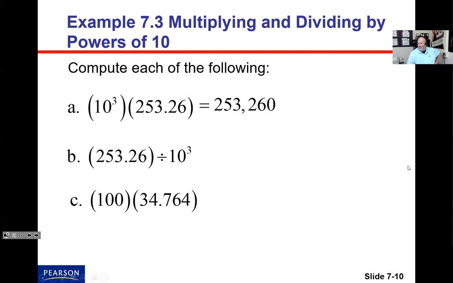Okay, so now let's go the other way. Now what we've got is 253.26, and we're going to divide by 1,000. So now our decimal is going to go the other direction. It's going to go to the left. The number is going to get smaller. And since there's 3 zeros, we move it 3 spots. So we move it 1, 2, 3. So it's going to be in front of the 2.